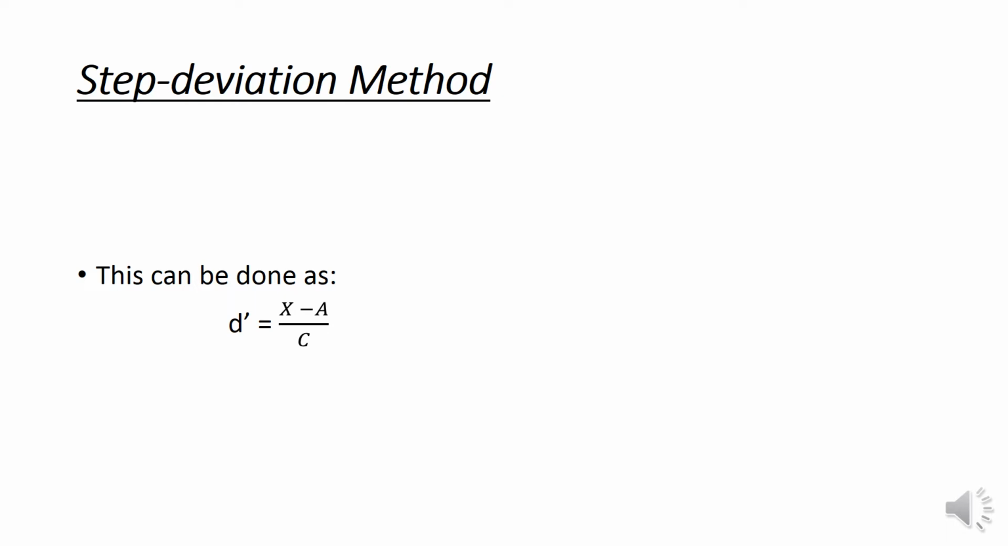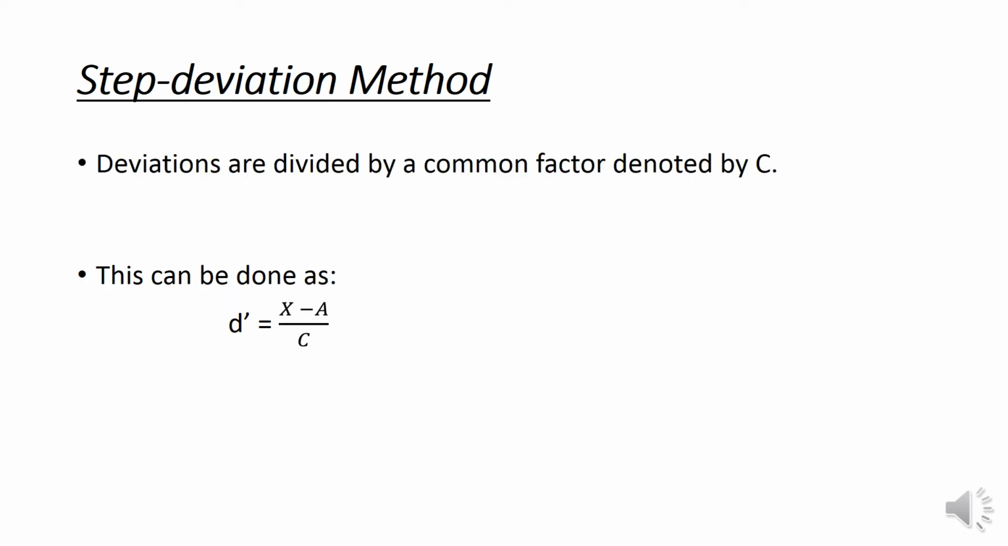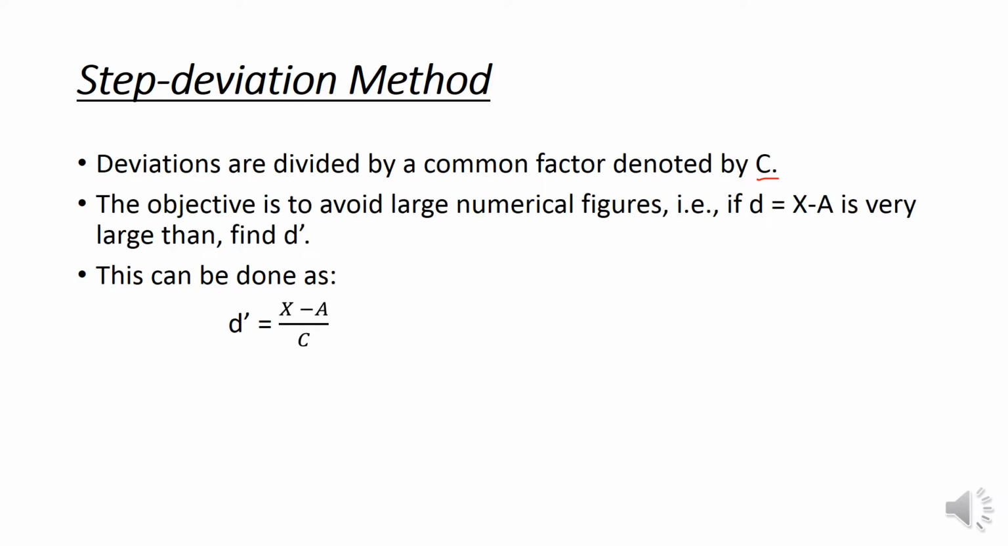So first of all, we come to the step deviation method. The deviations are divided by a common factor denoted by C. So the deviations that we take in the shortcut method are divided by the common factor C. The objective is to avoid large numerical figures. That is, if D, which is equal to x minus A, is very large.